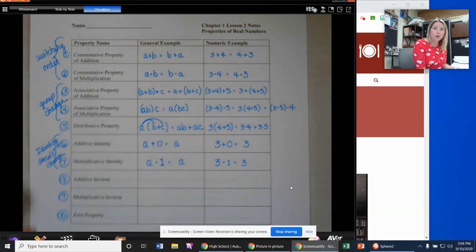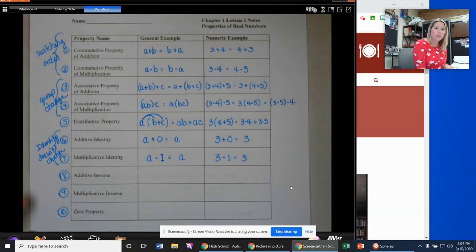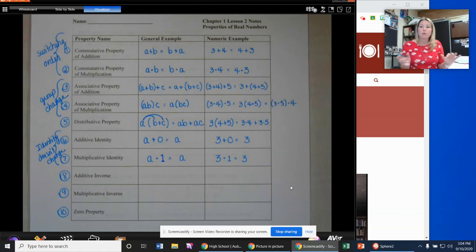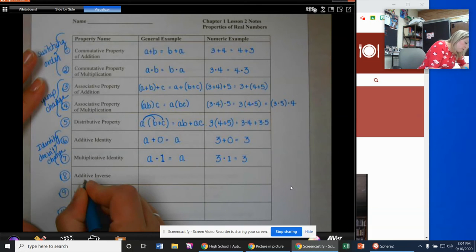Inverses are different. They do kind of reference this identity issue, but they're not the same. So I know they both start with I, so they can get a little confusing. Inverses are opposites or reciprocals. And I know you've heard both of those words before, but now we're going to get more specific about how we use them. So additive inverses are also known as opposites.